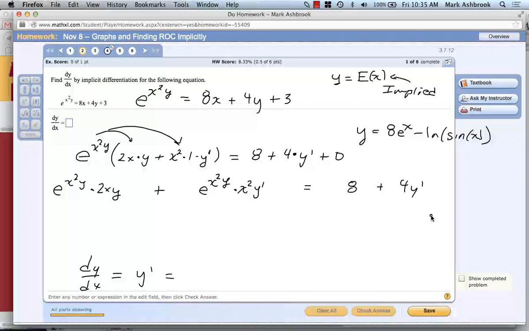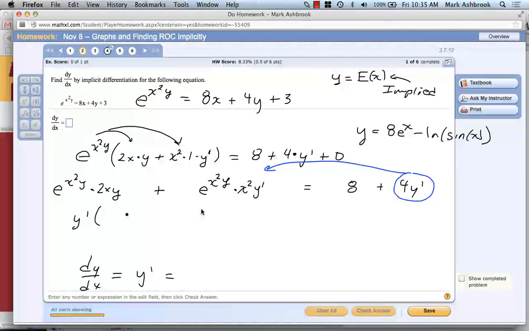Questions so far? Are we good? So next step would be to get this over to the left, get this over to the right. Everything that has a y prime will move to the left. And can I also factor in one step? Is that okay? So this is going to move over to the right side, and this is going to move to the left, and this is going to move to the right. And then I'm going to factor out y prime.